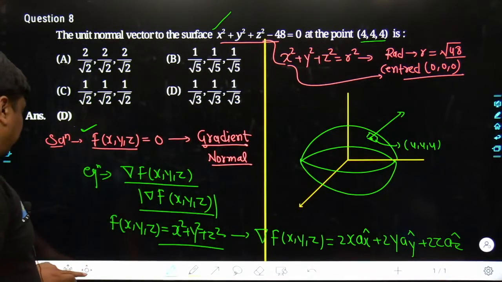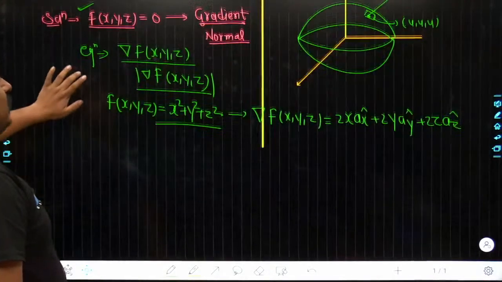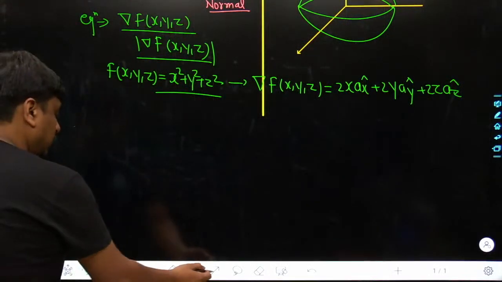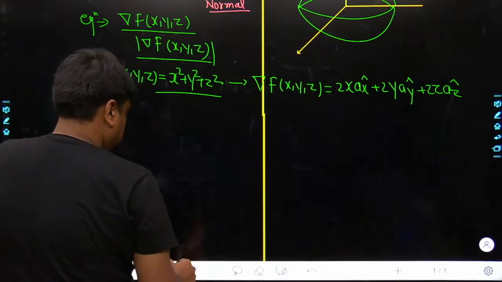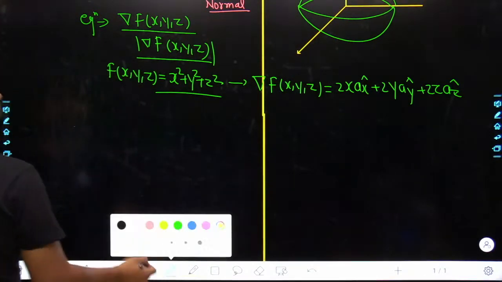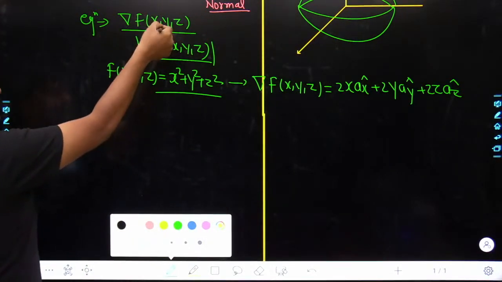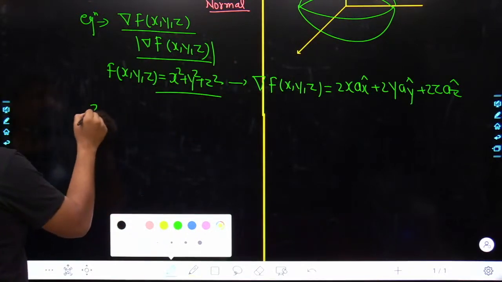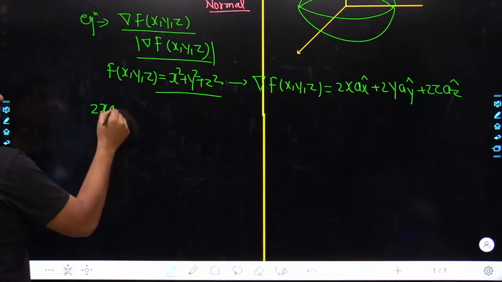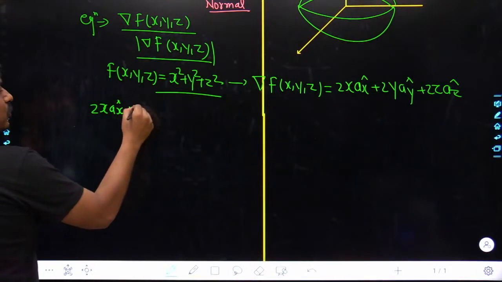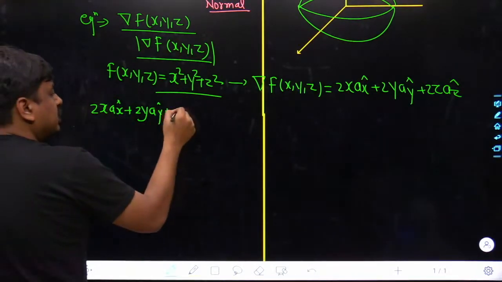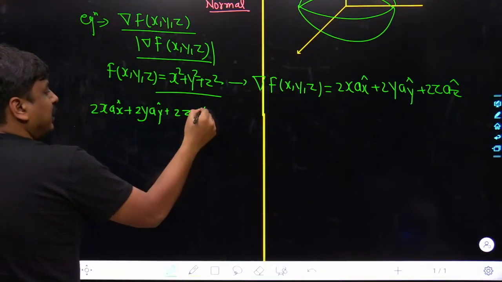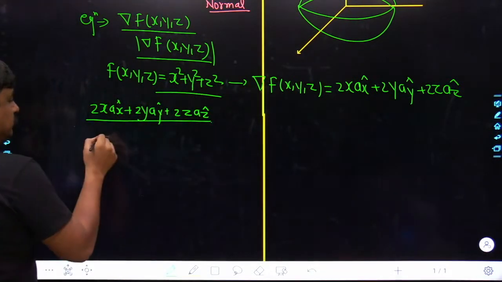Let me do one thing. Let me slide this complete question a bit. Yes. So now what would I be doing over here? The gradient of f of x, y, z has been precisely filled as 2x ax cap plus 2y ay cap plus 2z az cap, and in the denominator you will take its magnitude.